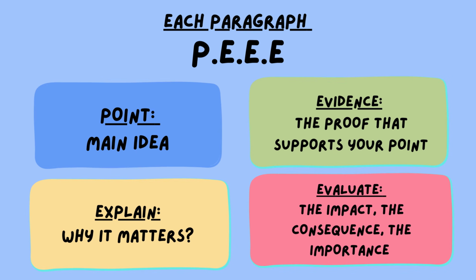In the Explain section of your paragraph, this is where you want to consider why the topic matters. And finally, in the Evaluate section, you want to consider the impact, the consequence, or the importance of the topic on wider society. So let's have a look at an example paragraph.